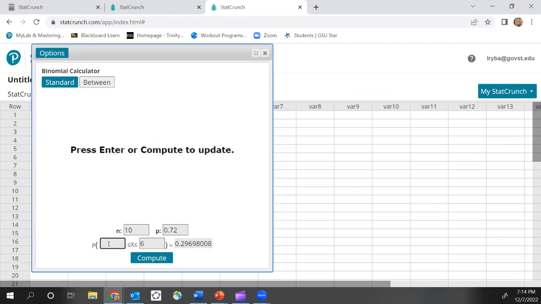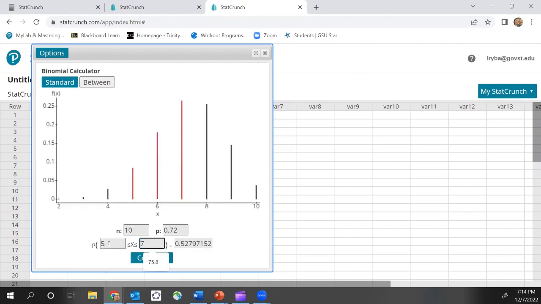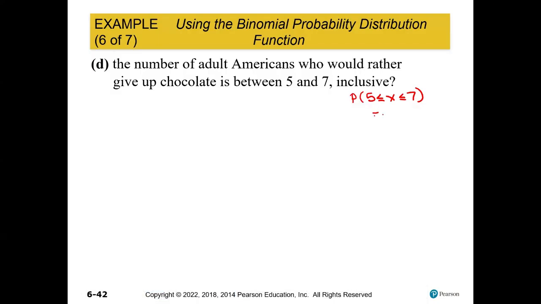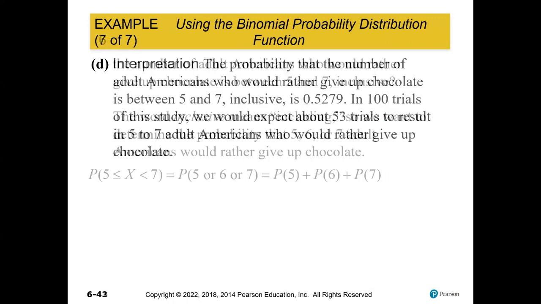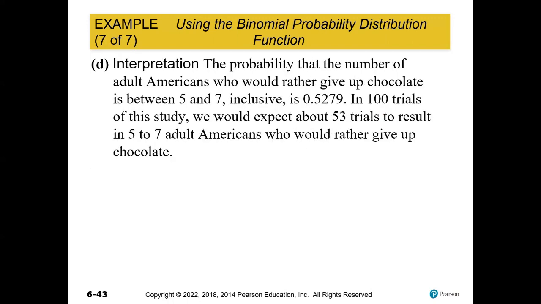So 5 and 7. You'll see here we've included 5, 6, and 7, added them together here. 0.5 to, I'm going to round to 8, 0.5 to 8. Basically what I've already said there. So 5, 6, and 7, add them all together, 0.528. So about 53 out of 100 or 528 out of 1,000. If I did this, we'd come up with somewhere between 5 and 7 saying they'd rather give up chocolate.